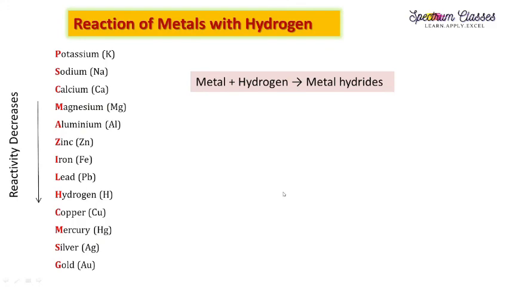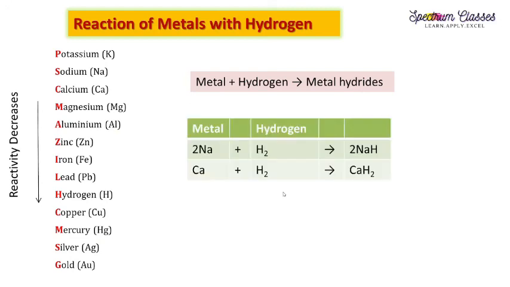Now the reaction of metals with hydrogen. Metals on reaction with hydrogen form metal hydrides. Since in your syllabus only the reactions with sodium and calcium are given, I have mentioned only those reactions. Sodium on reaction with hydrogen will form sodium hydride, and calcium on reaction with hydrogen will form calcium hydride. Why do only these metals react with hydrogen? Only those metals which are more reactive than hydrogen in the reactivity series will react with hydrogen and form their metal hydrides.